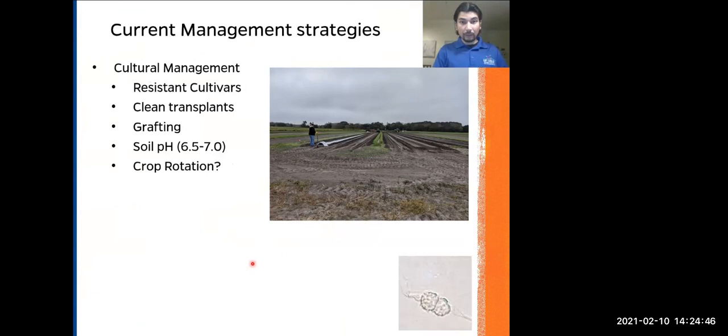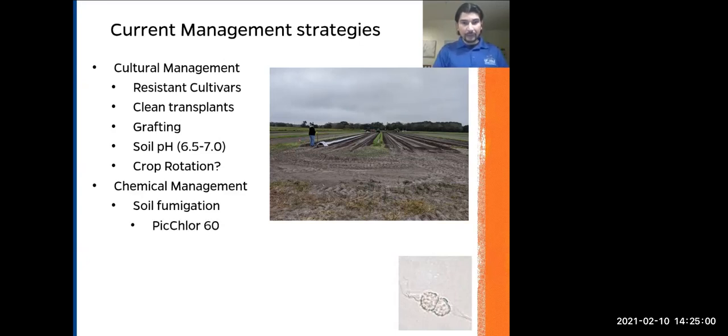And crop rotation is difficult because of these resting structures that they have called chlamydospores. They can survive up to 10 years in the soil, which makes crop rotation difficult. Chemical management is done through soil fumigation using nematicides. They are also effective on FOL and other Fusarium molds.